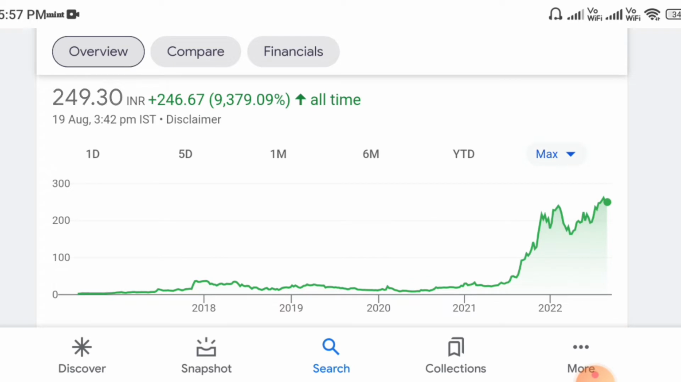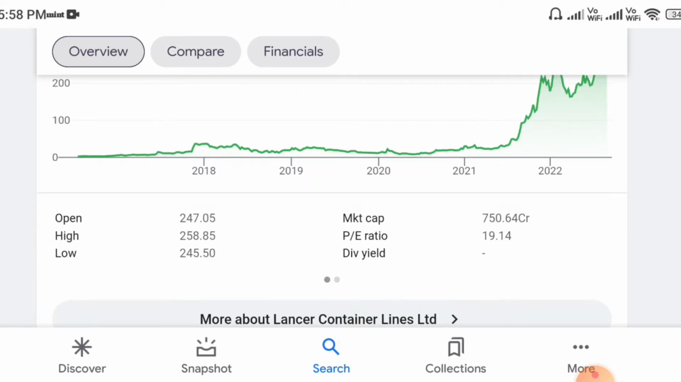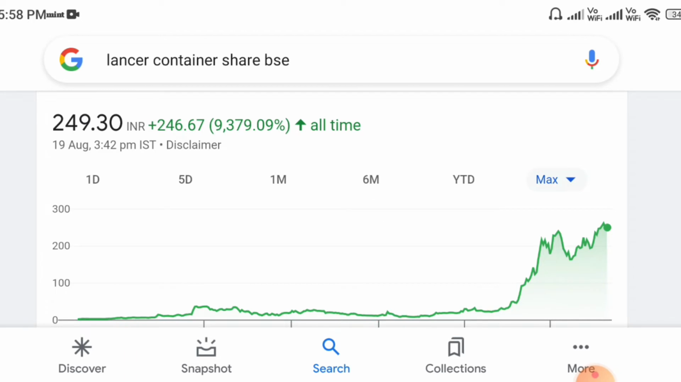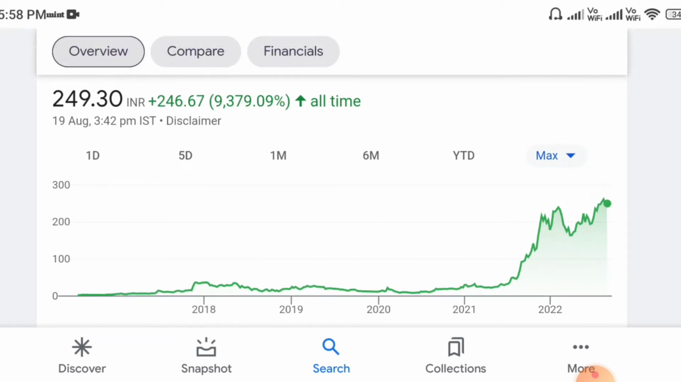So in the maximum chart pattern, you can see that this stock has generated almost around 9,400% of returns. And if you look at the market cap, it's still 750 crores. So being a micro cap stock, generating over 9,400% of returns is really brilliant. But the one thing that you need to understand here is its volatility. Even though these lines look very small, the price action will be very big.